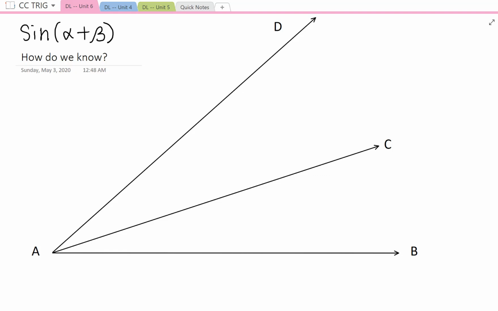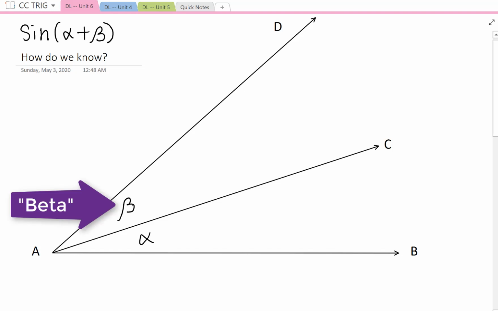Earlier in the term, we talked about how to find sine of alpha plus beta. But how do we know? We will begin by taking a trip back to geometry. Here I have constructed two angles. One we will call alpha, and one we will refer to as beta.